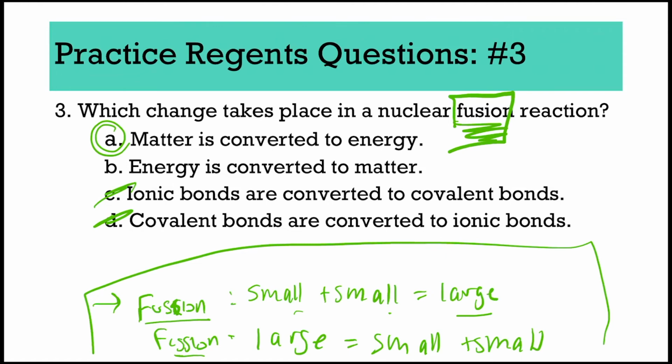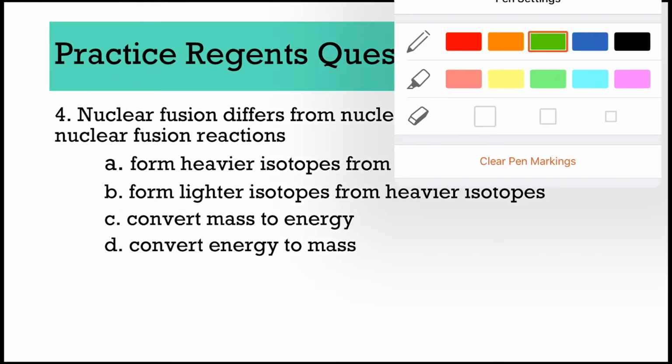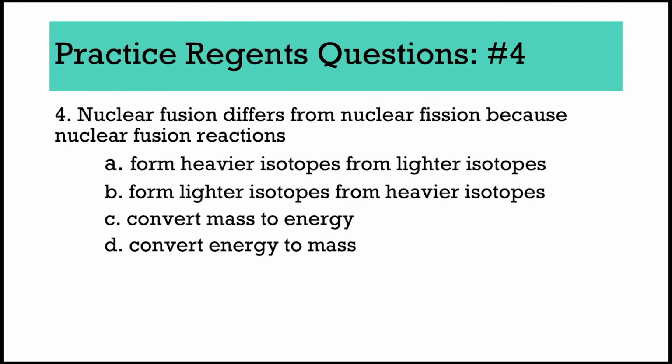Nice. Okay, let's move ahead to practice question number 4. Nuclear fusion differs from nuclear fission because nuclear fusion reactions A, form heavier isotopes from lighter isotopes. B, form lighter isotopes from heavier isotopes. C, convert mass to energy. D, convert energy to mass.